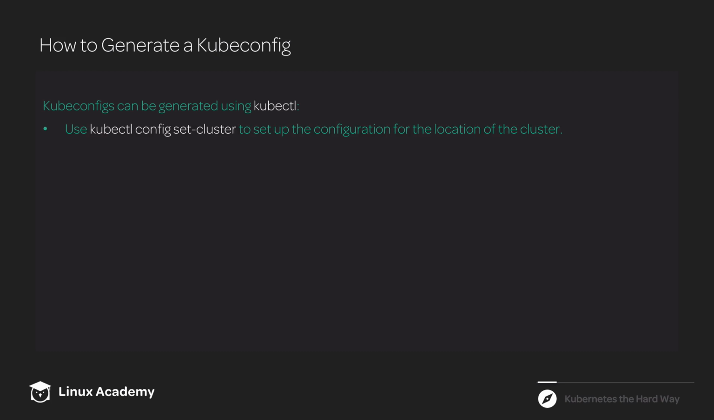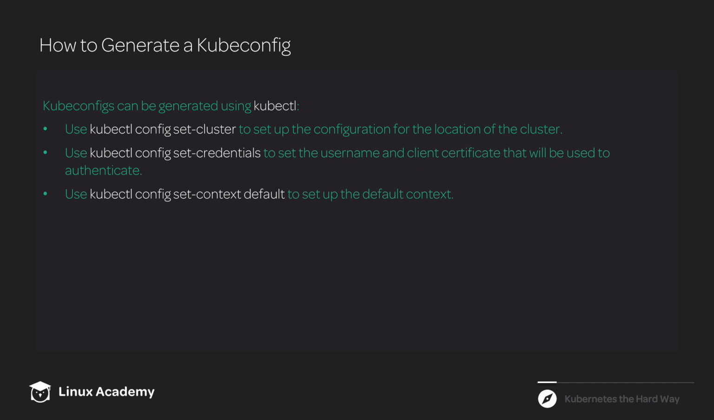And basically what we're going to do in these commands is we're going to set up a configuration within kubectl and save that configuration to a kubeconfig file. So we're going to use a kubectl config set-cluster command to set up the configuration for the location of the cluster, and then we will do set-credentials to set up the username and client certificates that will be used for authentication. Then we will set the context to default, and then we will make sure that we're using that default context in the kubeconfig file.